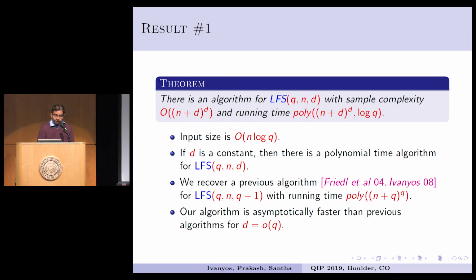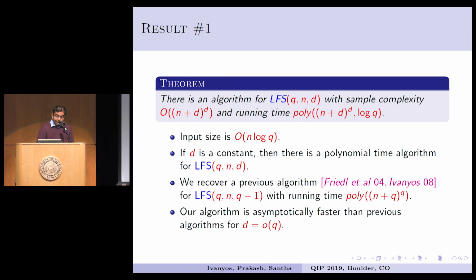So there's an algorithm with sample complexity (n+d)^d and running time polynomial in the sample complexity and log q. Each sample is an n-tuple of vectors from Z_q, so the input size is n log q. A polynomial time algorithm should be polynomial in n and log q. If d is a constant, then one can see that this running time really gives you a polynomial time algorithm.